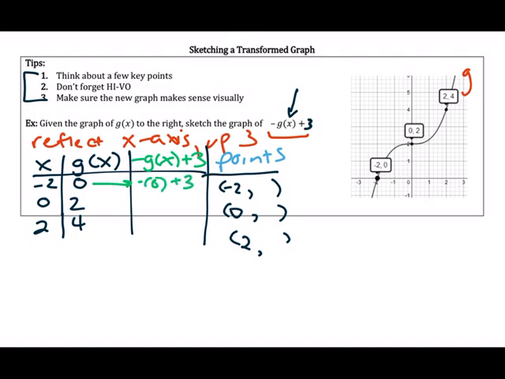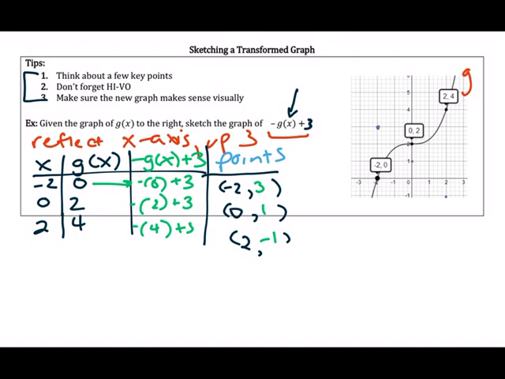So here I was at 0, the opposite of 0 is still 0, plus 3 is 3. I'm taking 2. The opposite of 2 is negative 2, plus 3 is 1. I'm taking 4. The opposite of 4 is negative 4, plus 3 is negative 1. So now I have 3 new points that I can go ahead and graph.